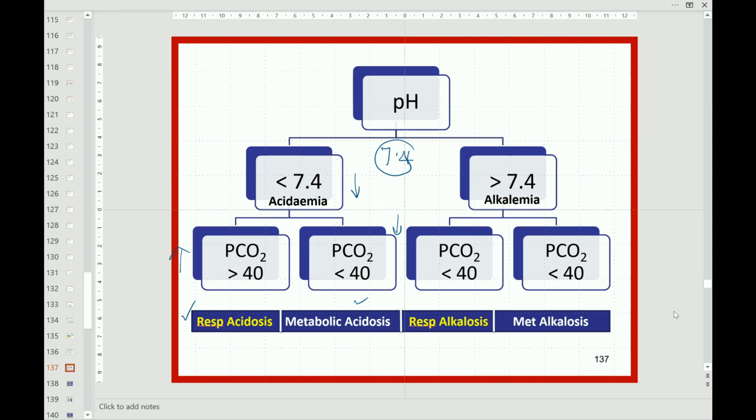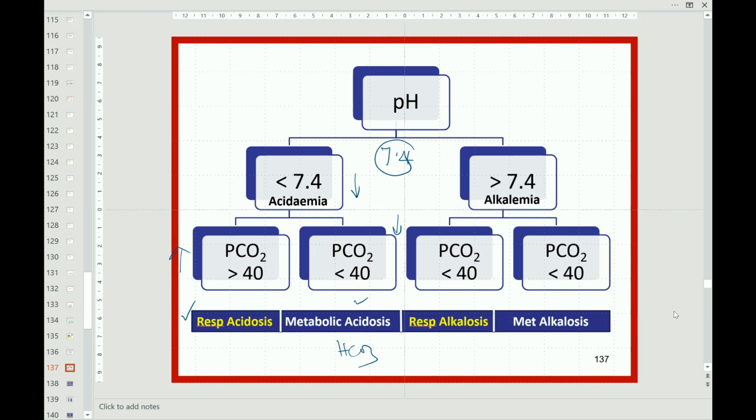But in metabolic acidosis, it is not the respiration that is at fault, it is the kidney handling of the acid base that is at fault. The compensatory variable PCO2 will be lower because they are on the same side in case of metabolic acidosis, and that tells me a PCO2 less than 40, acidemia, pH less than 7.4, I am dealing with metabolic acidosis. However, I look at the bicarbonate for confirmation. Here bicarbonate will be the important variable to look at.